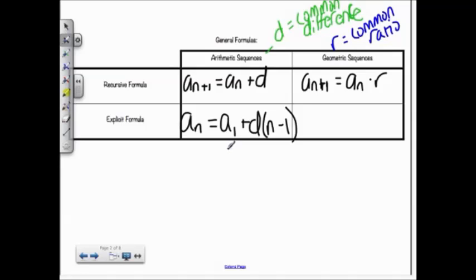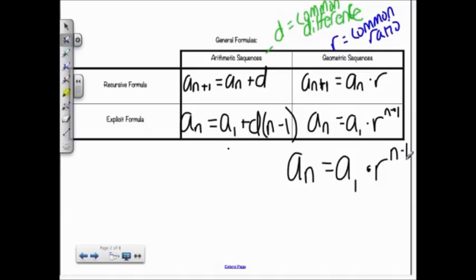And then the next example for the geometric sequence, it's going to be a sub n equals a sub 1, and remember a sub 1 is your first term in your sequence, multiplied by r to the n minus 1. And if you remember, when it was recursive, when it was geometric, you ended up getting an exponential graph, and that's why this is exponential. So let me write this out a little bit more clearly. A sub n equals a sub 1 multiplied by r to the n minus 1 power. Okay? Hopefully you're okay with that.